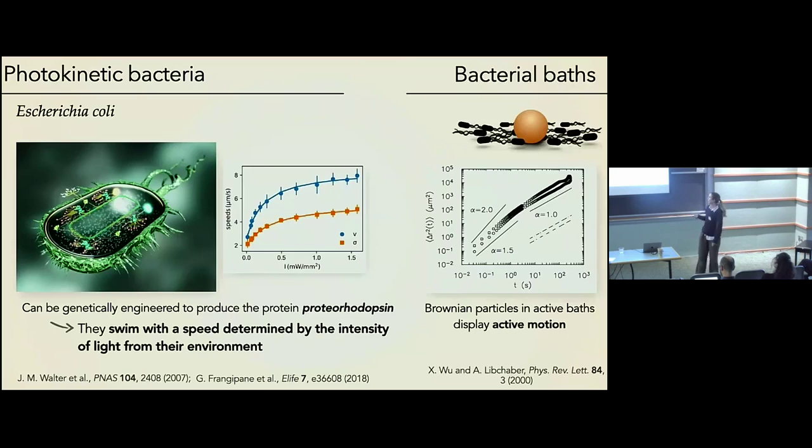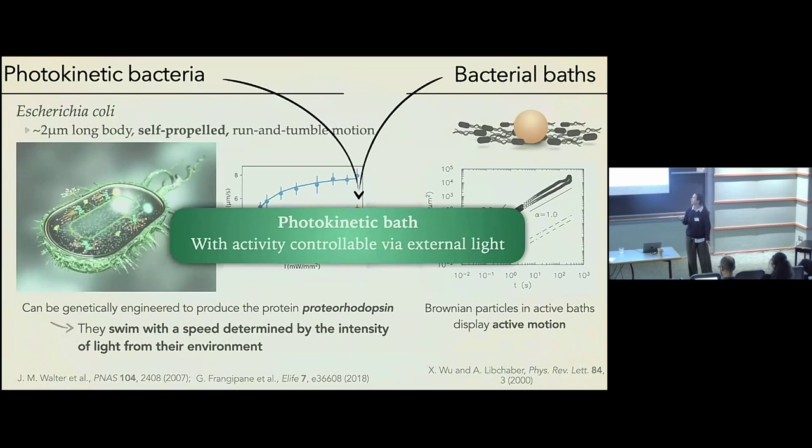So back to why we care about these bacteria, back to the crystals. We use them as a bacterial bath. It was also proven several years ago that if you put a passive particle in a dense bath of active particles, in this case a dense bath of bacteria, the motion of the Brownian particle becomes active. There's a characteristic time, a ballistic diffusion in the beginning, and then enhanced diffusion at long times. With these two things, what we did is we obtained a photokinetic bath with activity controllable via external light.